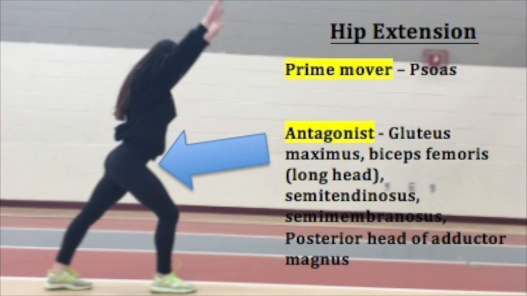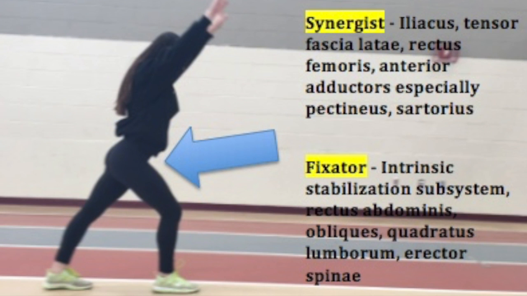Hips are in extension. Hip extension. Prime mover, psoas. Antagonist, gluteus maximus, biceps femoris, semitendinosus, semimembranosus, posterior head of adductor magnus. Synergist, iliacus, tensor fasciae latae, rectus femoris, anterior adductors, especially pectineus, sartorius. Fixator, intrinsic stabilization subsystem, rectus abdominis, obliques, quadratus lumborum, and erector spinae.